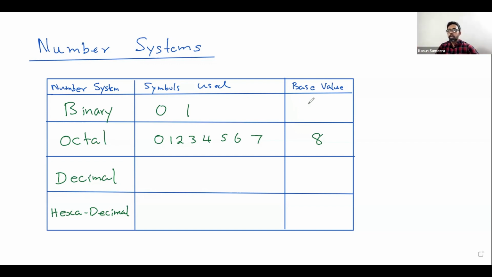Then what is the base value of binary? 2. Then what is the base number of decimal? The number system we use.